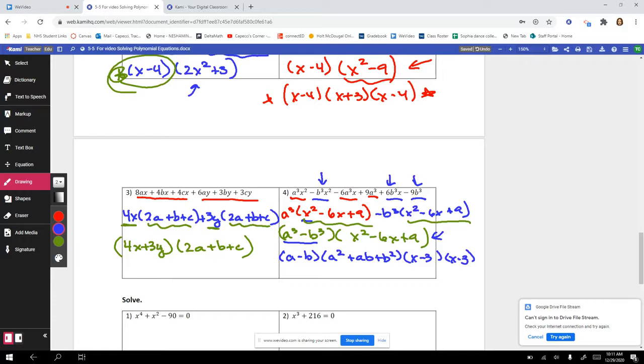So they are exactly the same. So I can pull that one out front. Doesn't really matter. x minus 3 squared. And then I have times a minus b times that trinomial a squared plus ab plus b squared is my final answer. That's a long one.